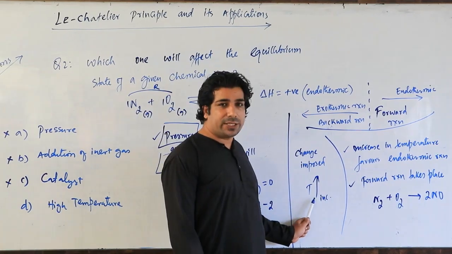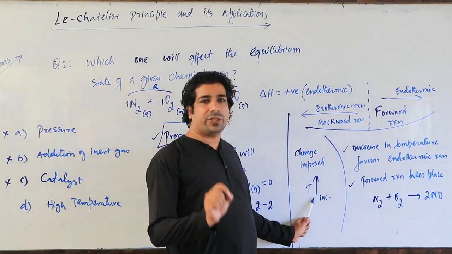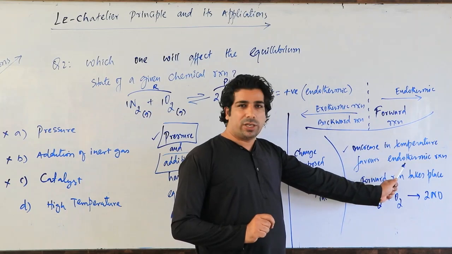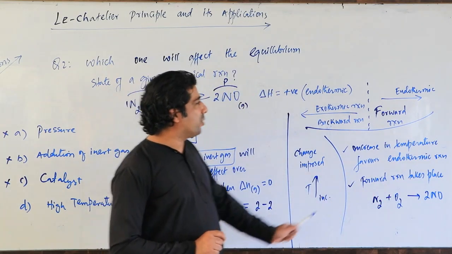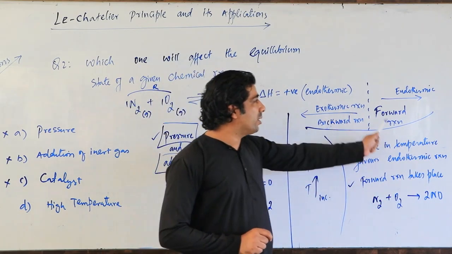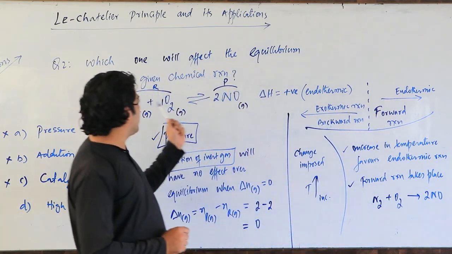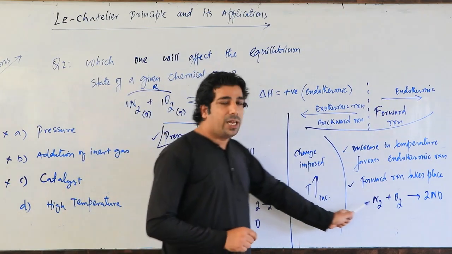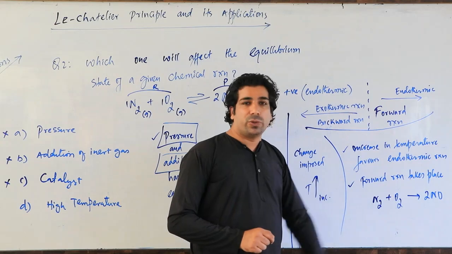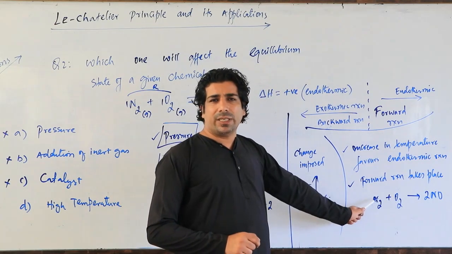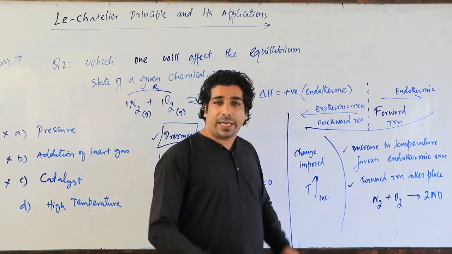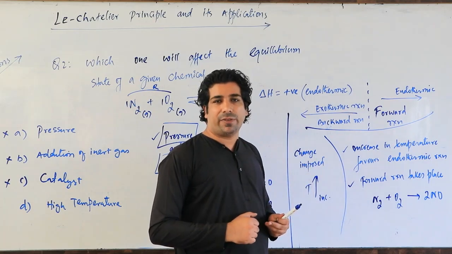And when temperature is high, and remember, high temperature will favor which reaction? Endothermic reaction. And which reaction is endothermic? Forward or backward? Forward reaction is endothermic. So forward reaction will take place. In forward reaction, N2 plus O2 will react to give 2 times NO. And this reaction will take place till the time again the equilibrium is established, my dear friends.